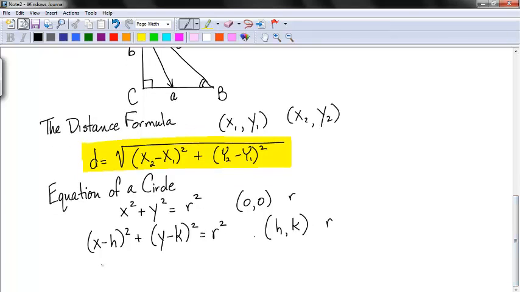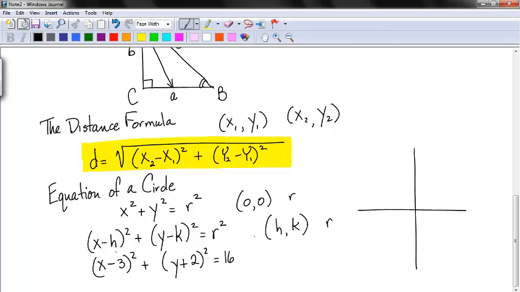So if they gave you x minus 3, quantity squared, plus y plus 2, quantity squared, equals, let's say 16. Remember, you can graph that pretty easy. The center is at h, k. Notice the minus sign's already in the formula, so the h is 3, and the k would be negative 2. So you'd go 3 and down 2, plot your center. The easiest way to graph this, then, the radius would be 4.